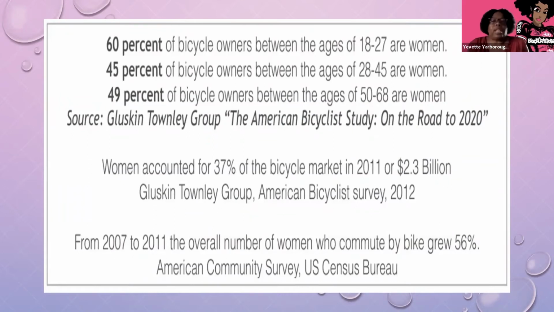Gluskin County Group in 2020 did a study, and it showed that 60% of bicycle owners between the ages of 18 and 27 are women. 45% of bicycle owners between the ages of 28 and 45 are women. 49% of bicycle owners between the ages of 50 and 68 are women. So as you can see, just from that stat alone, we as women are taking over the cycling community. In 2012, women accounted for 37% of the bicycle market.